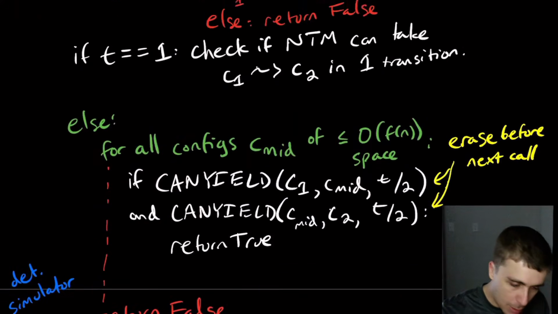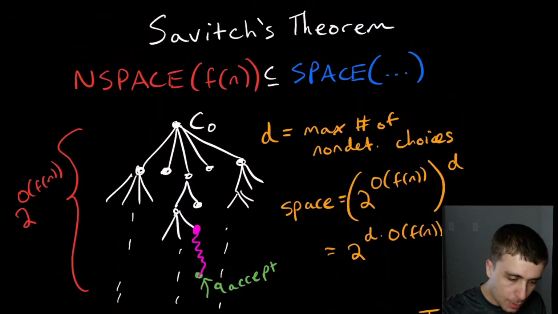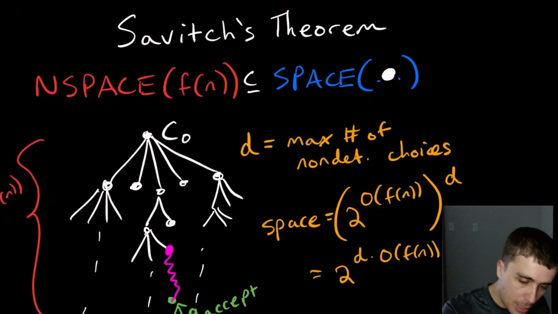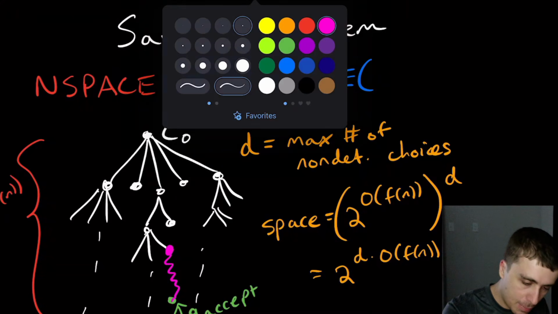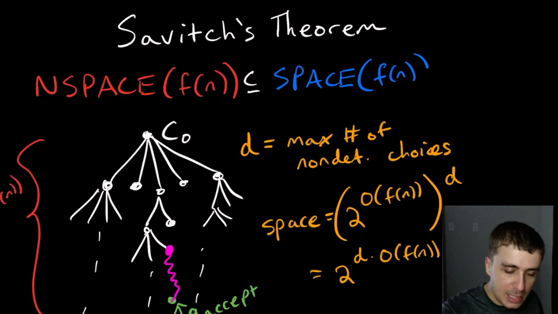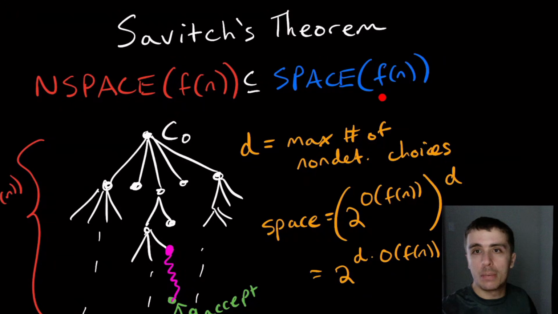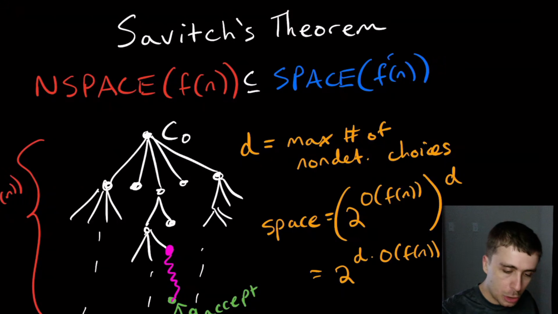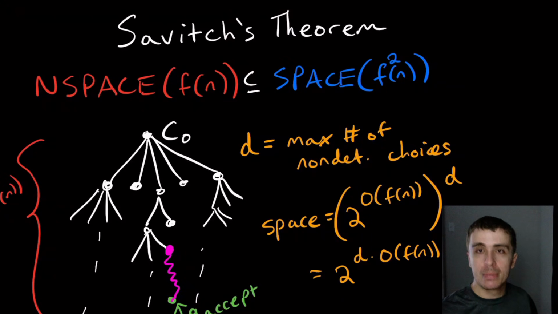So we can come back up here to Savitch's theorem, and we can finally fill this in to say that non-deterministic f of n space is a subset of deterministic f of n squared space, which is pretty dang cool.